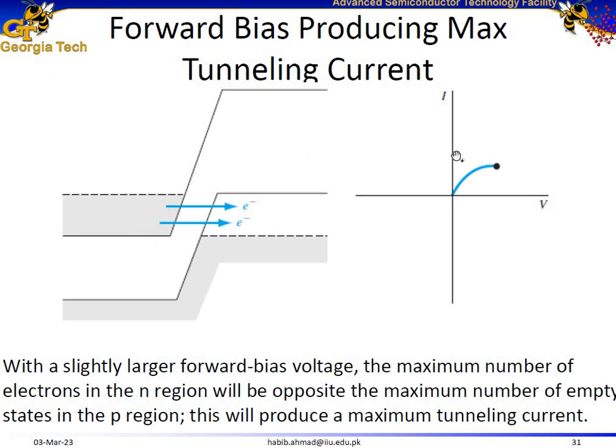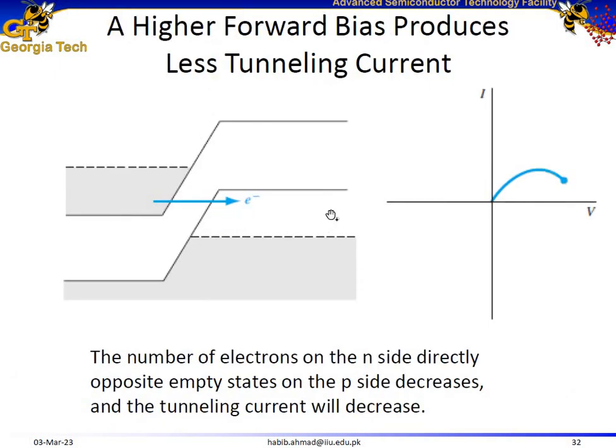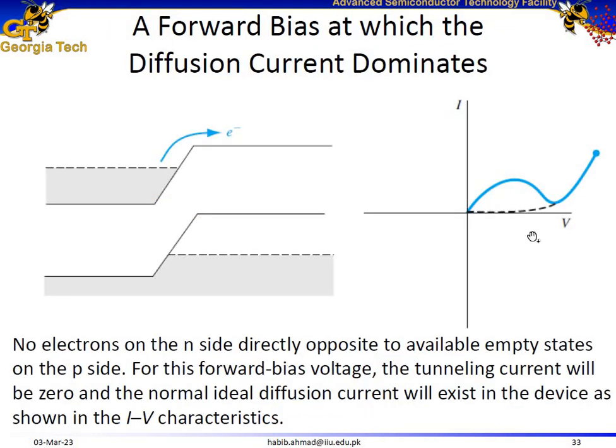What happens if you further increase the voltage? Now the number of empty states directly opposite to free electrons has reduced, so the current would start reducing. Further increase the voltage, and now you don't have empty states directly opposite. But now we see that electrons, instead of tunneling through, this barrier becomes smaller. So the diffusion mechanism dominates once again.